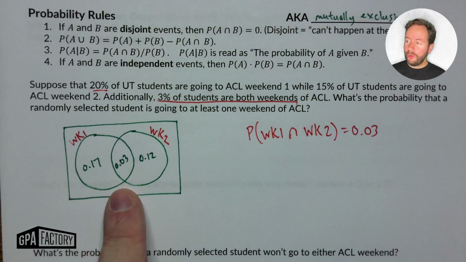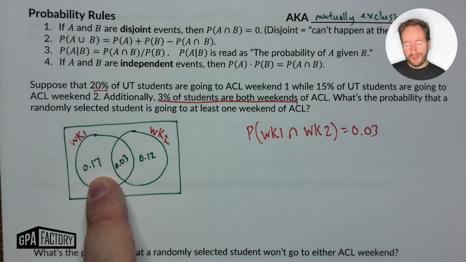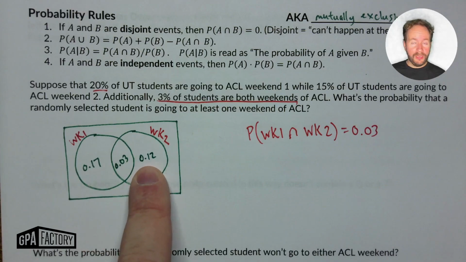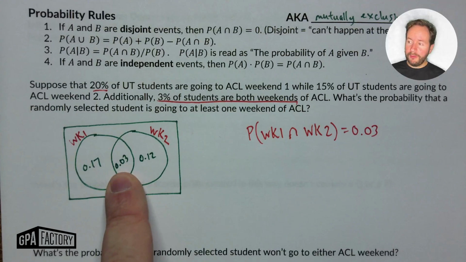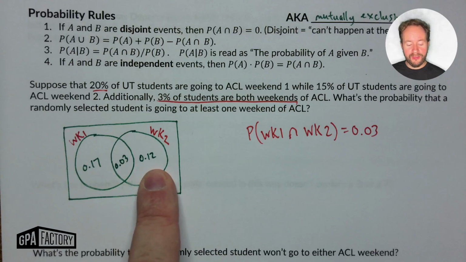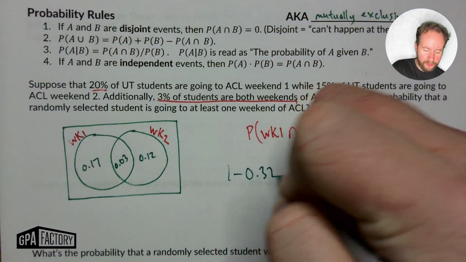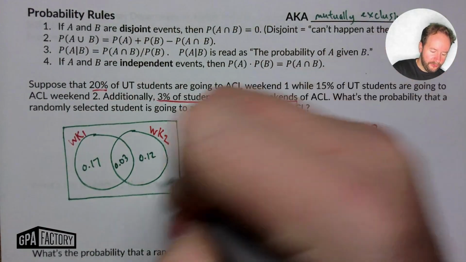Well, that's because there's one last case. So the people who don't go to ACL, right? These are people who go to ACL weekend 1, but not weekend 2. These people on the right go to weekend 2, but not weekend 1. And these people in the middle go to both. Well, there's a fourth group of people, and those are people who don't go to ACL at all. So what remains? Well, 17 and 3 is 20, plus 12 is 32. So what remaining percentage is there? 1 minus 0.32 is 68%. So that's going to go out here.